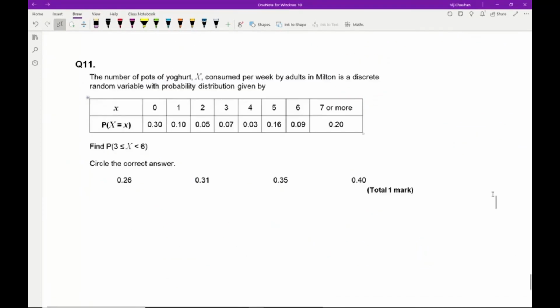And then finally, moving on to question 11: the number of pots of yogurt X consumed per week by adults in Milton is a discrete random variable with a probability distribution given by the table below. In this question we're asked to find the probability of where X is 3 to 6, inclusive of 3. So basically what I need to do here is just add the probabilities of the values of X that are valid in the inequality, which are 3, 4 and 5, and if I add those three probabilities I get the correct answer of 0.26 for 1 mark.